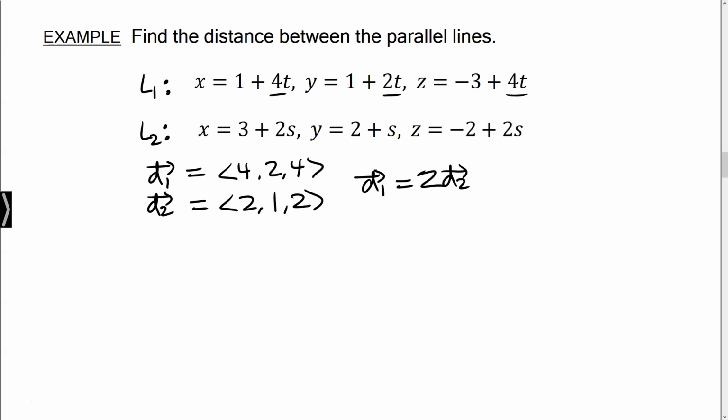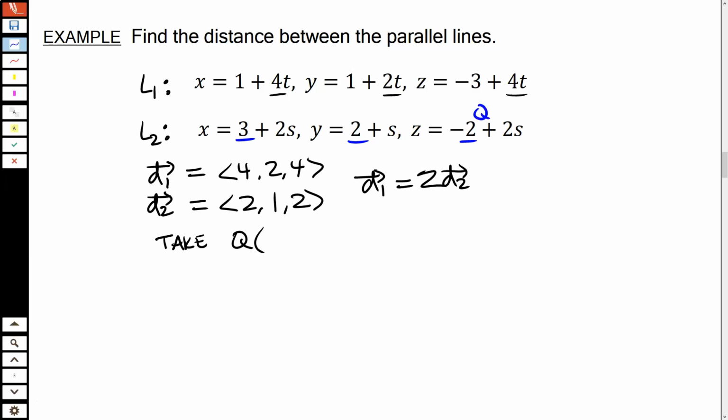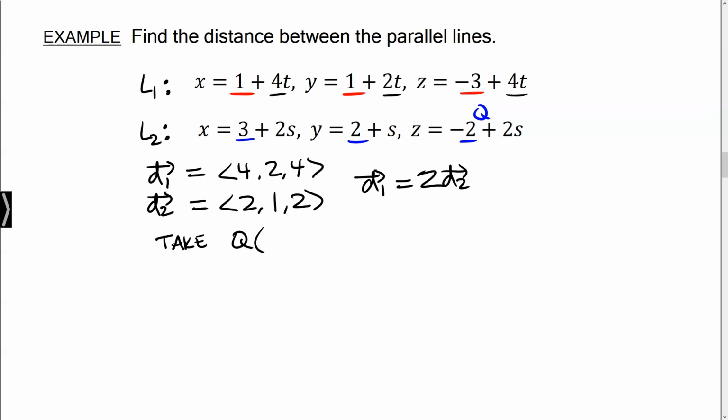So again, we need to find QP, so we just need to take some point on one and some point on another, and then we need the direction vector. So I'm going to take point Q to be (3, 2, -2), and then P to be (1, 1, -3). So let's take Q. Now I'm just reading these off from here, right? (3, 2, -2). I can just read off that point, which is going to give me Q, and then I can just read off (1, 1, -3) to give me a point on the first line.